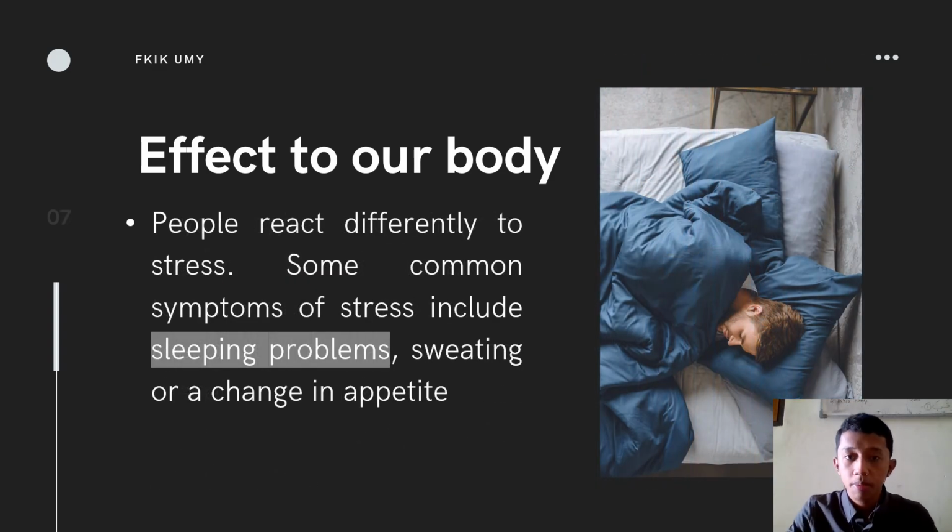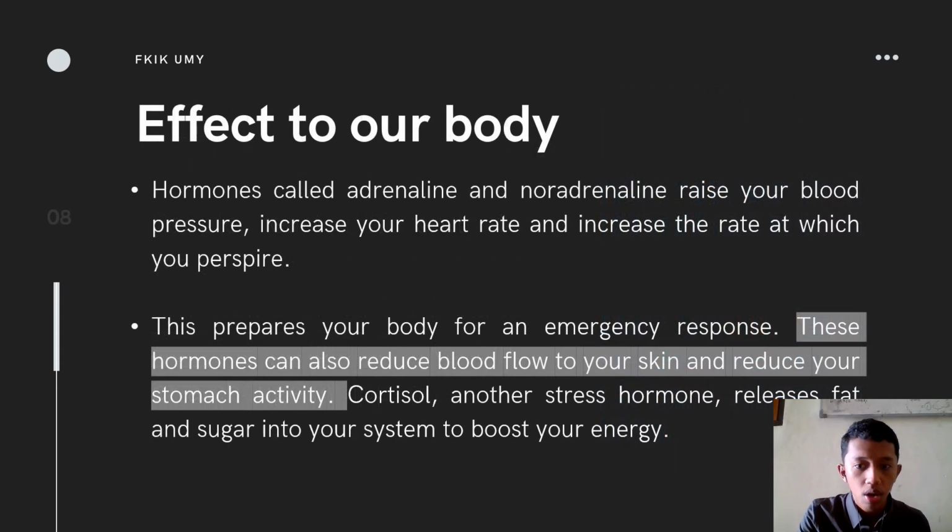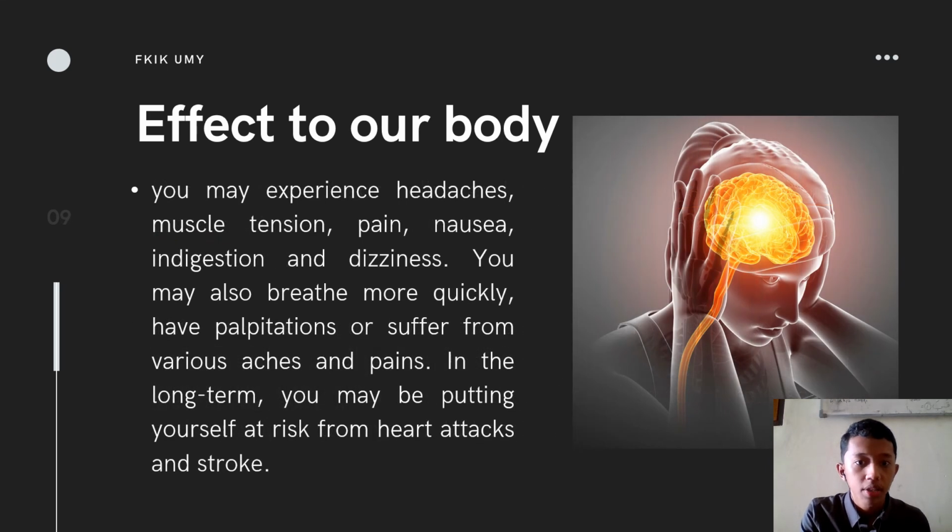Right. The next effect on our body is sleeping problems. There are two categories of sleep disorder or problem. The first is dyssomnia. What is the definition of dyssomnia? It means a problem of quality, quantity, and timing of sleep, or before you sleep. And how about parasomnia? Parasomnia is problems when we are sleeping, such as somnambulism, sleep terror, or even nightmares. All right, the next is that the hormones called adrenaline and noradrenaline raise your blood pressure. It is really dangerous to our heart. All right, the next, you may experience headache, muscle tension, pain, nausea, indigestion, and dizziness. It's really dangerous for us.